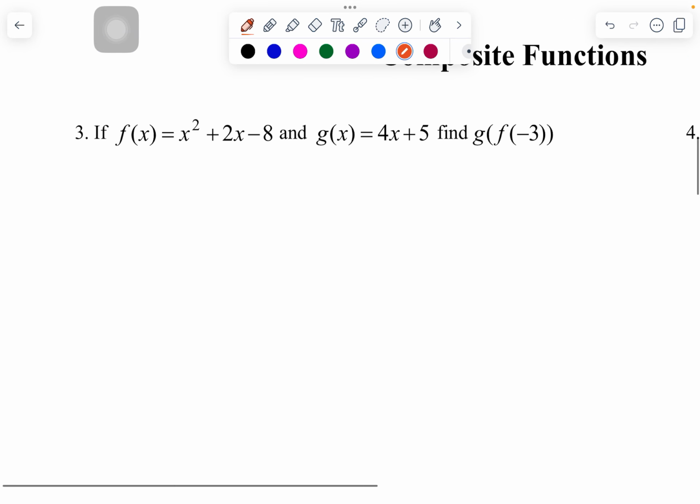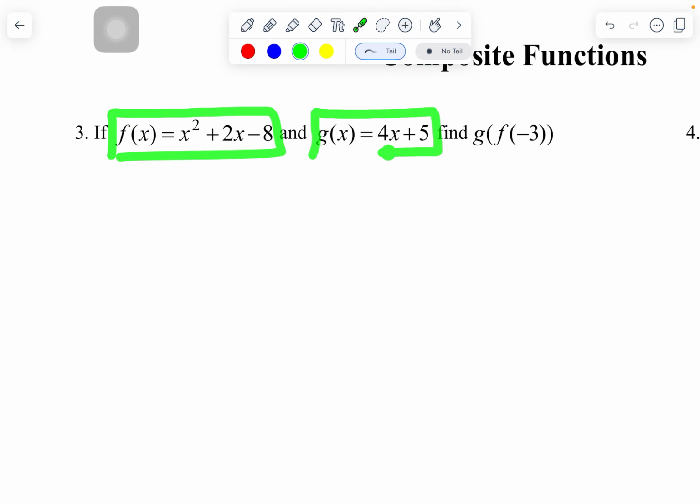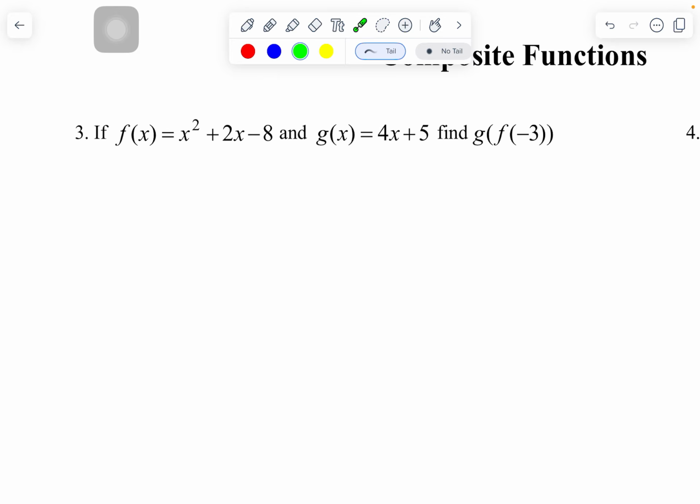And the idea here is we have a question here. It looks weird, right? g of f of -3, but I'm giving you f of x, and I'm going to give you g of x here. And the idea is what you want to do is solve for what you can. And inside this first set of parentheses here, you're going to try and figure out what f of -3 is. So let's do that.